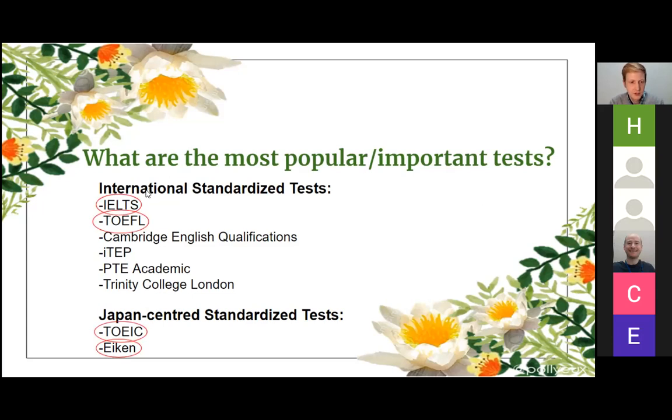Today, we're going to focus on these 4 that I've circled in red: IELTS, TOEFL, TOEIC, and ACEN. I feel they are the most relevant to our students. We do have students taking some of the other ones. It absolutely happens, especially Cambridge. But these are the four we're going to focus on today.